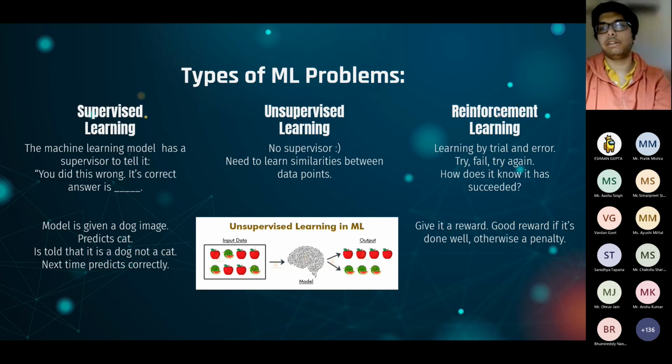Now, reinforcement learning. Reinforcement learning is a type of ML problem which is particularly related to how humans learn. They learn by trial and error. So the model tries, it fails, it tries again, and so on. But then how does it know that it has failed or succeeded? The main idea is to give it a reward. If it succeeds, it gets a very good reward. But if it fails, it gets a penalty. That kind of thing is what we apply in reinforcement learning.